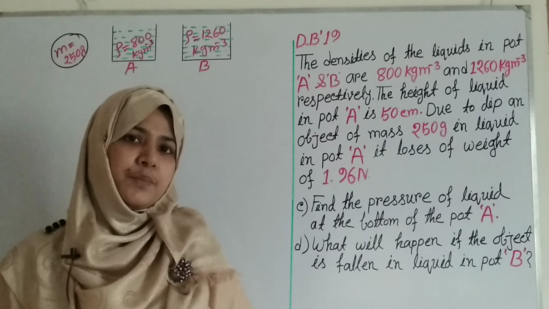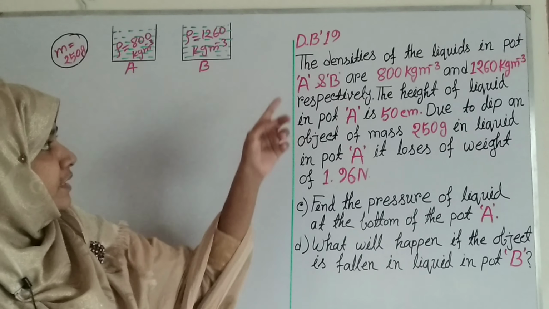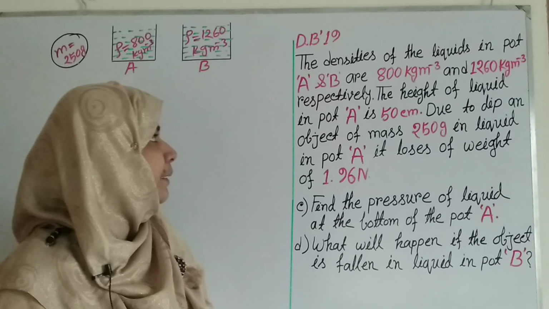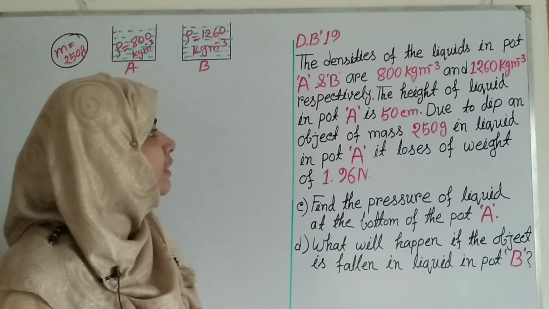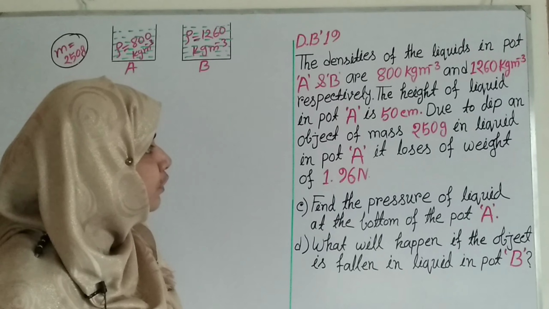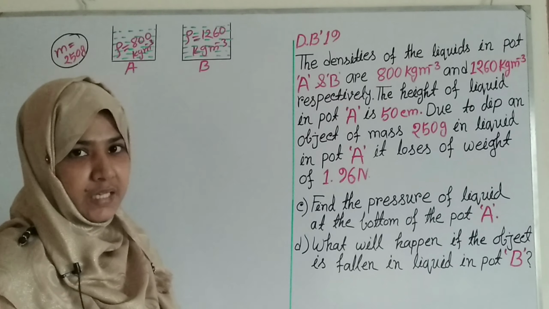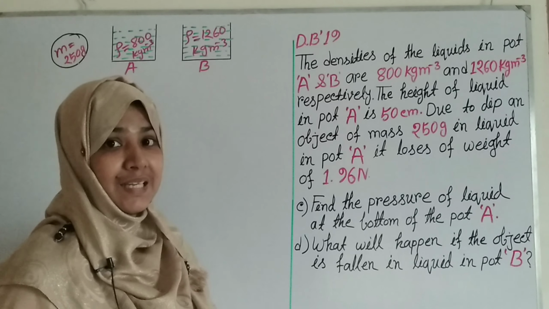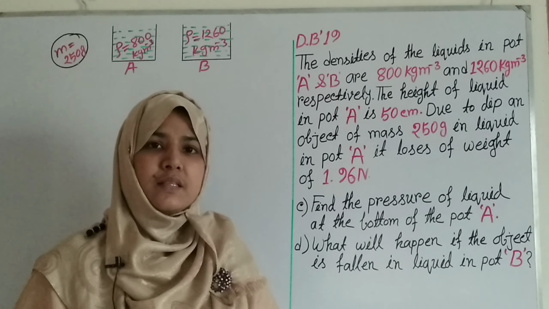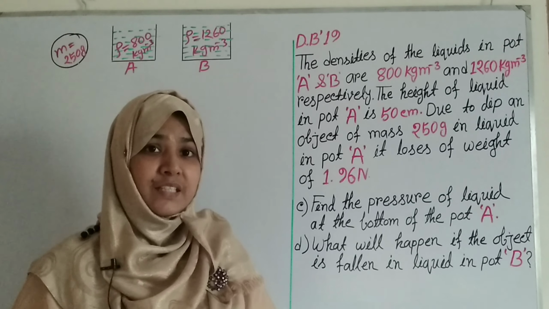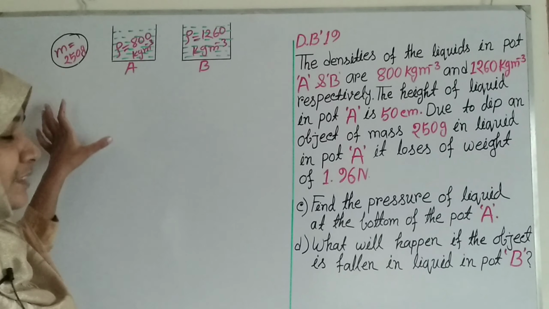Our first creative question today is from Dhaka Board 2019. The density of liquid in pot A and B are 800 kg per meter cube and 1260 kg per meter cube respectively. The height of the liquid in pot A is 50 centimeter. Due to dipping an object of mass 250 gram in liquid in pot A, it loses weight of 1.96 Newton. Here you can see there's a diagram.